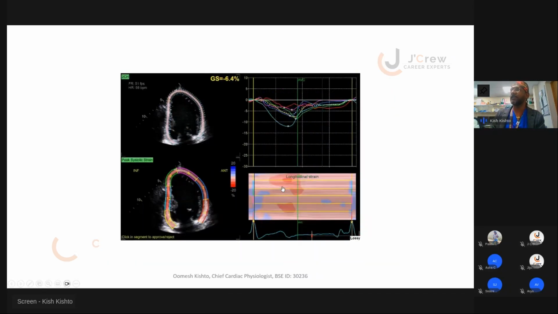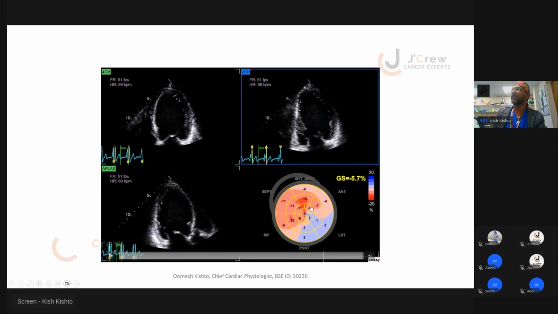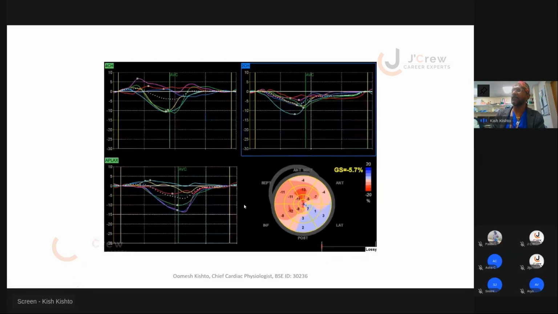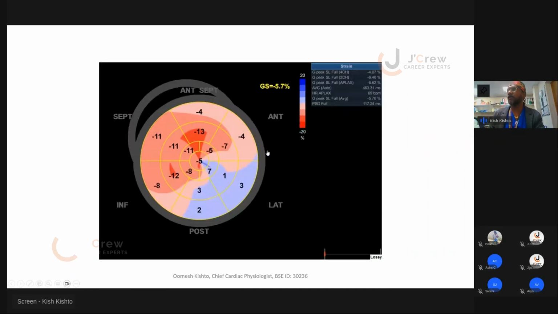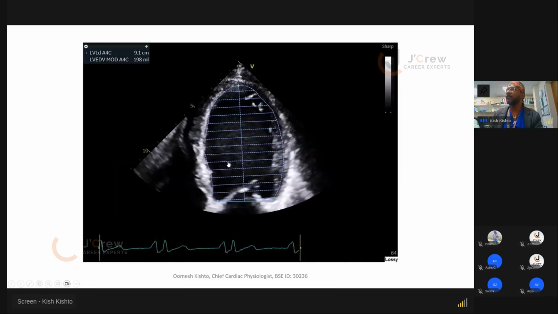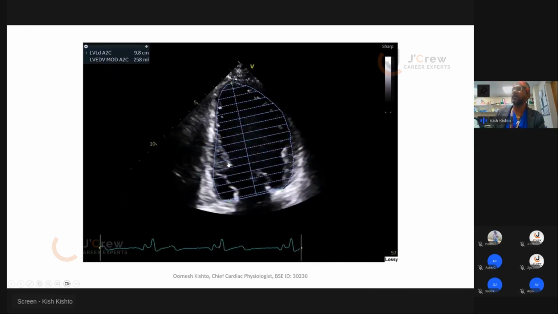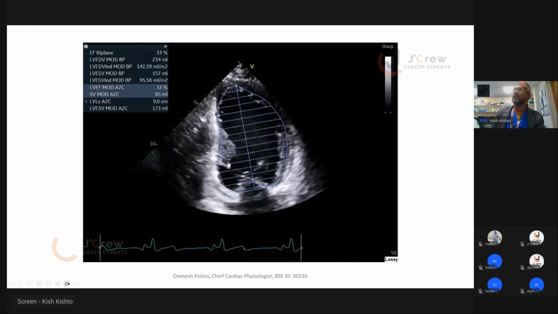So look at that GLS, guys. Minus 5.7. That's very severely impaired, isn't it? It's dilated, but the LV is not doing much. So remember, in this case, what was the EF? I remember. Let's have a look. Okay, there we go. So that's one thing to always think about.